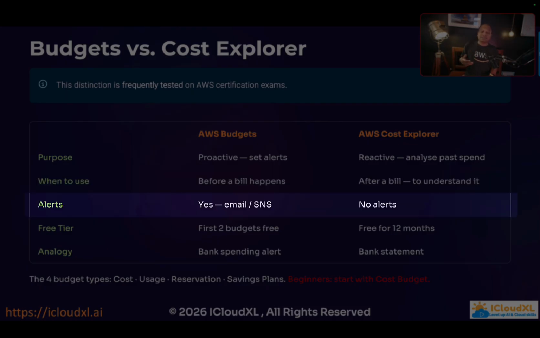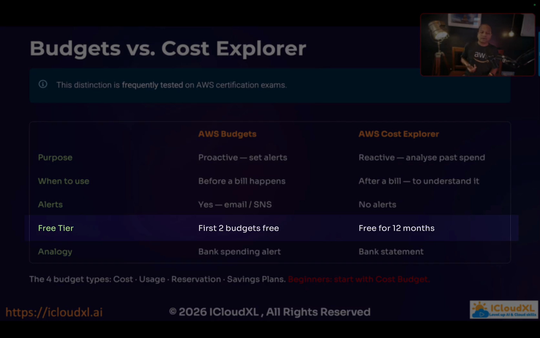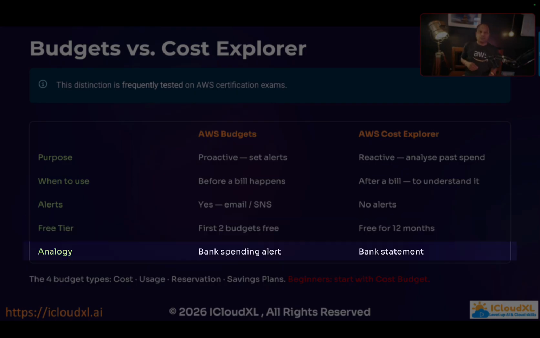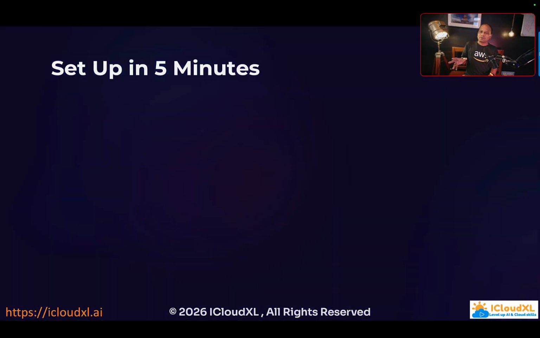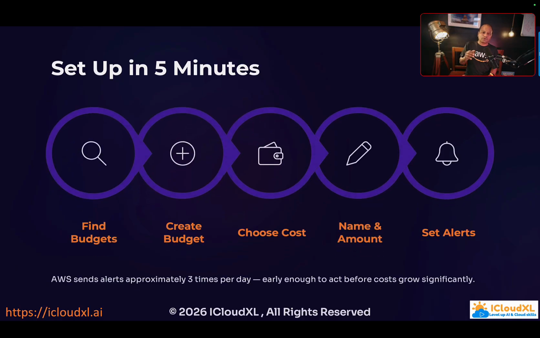AWS Budgets is for sending email and SNS alerts, but AWS Cost Explorer doesn't have any alert mechanism because you don't need it. Then the free tier: the first 2 budgets are free if you have a free tier account, and for the first 12 months AWS Cost Explorer is free. As an analogy, AWS Budgets is equivalent to a bank spending alert, and AWS Cost Explorer is equivalent to a bank statement, two different things. Now these are the main steps you take when you set up AWS Budgets.